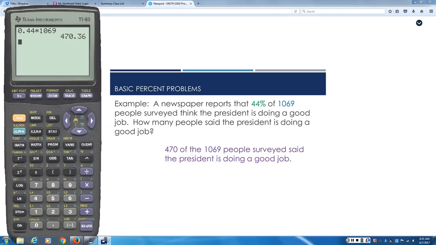And then the last thing that it's very important that you do, nobody in the real world is ever going to hand you a sheet full of problems and say, here, solve all these equations for me. They're going to ask you questions like this. And when they ask you a question in English, you don't answer back with X equals. You answer their question in English in a complete sentence. So the answer to the question is 470 of the 1,069 people surveyed said the president is doing a good job.